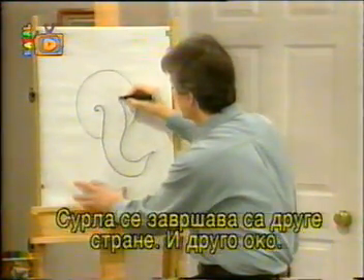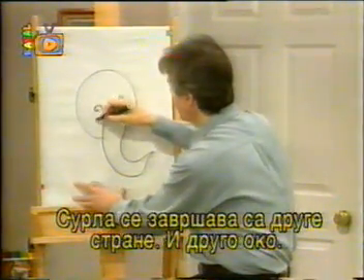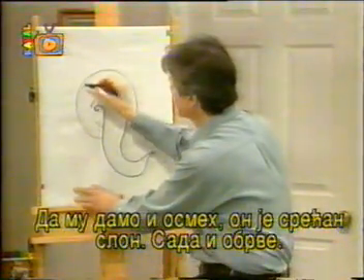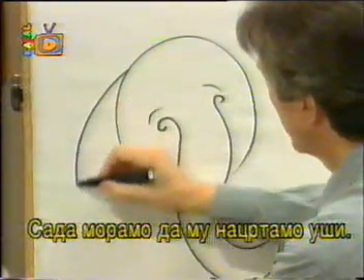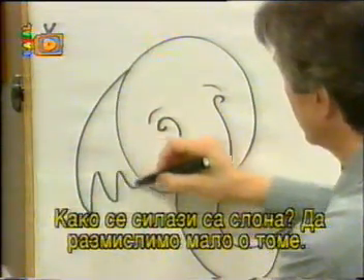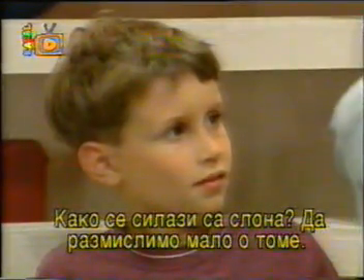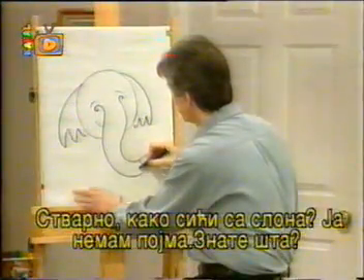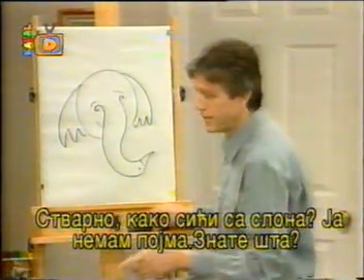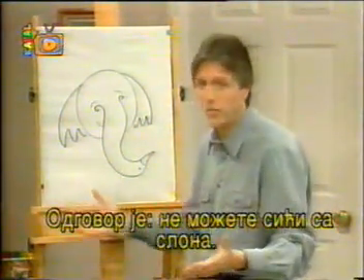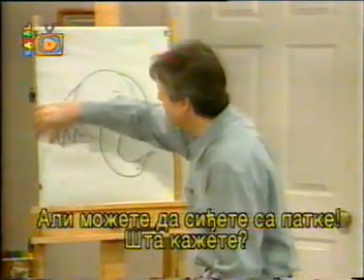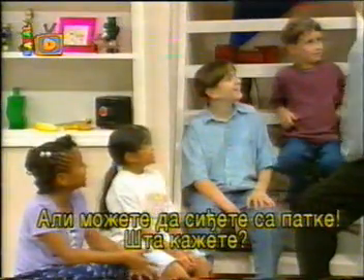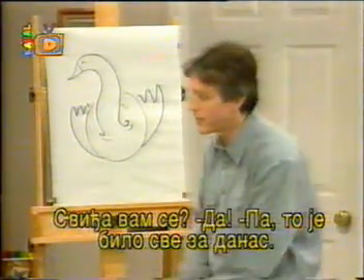And I'll come back for his trunk and his other eye. Let's give him a smile. He's a happy elephant. Some eyebrows up like that. And now we have to draw his ears. How do you get down off an elephant? Let's think about this. Here's his other ear. Now, how do you get down off an elephant? I don't know. But you know what? The answer is, you don't get down off an elephant. You get down off a duck. Like that? Yeah.